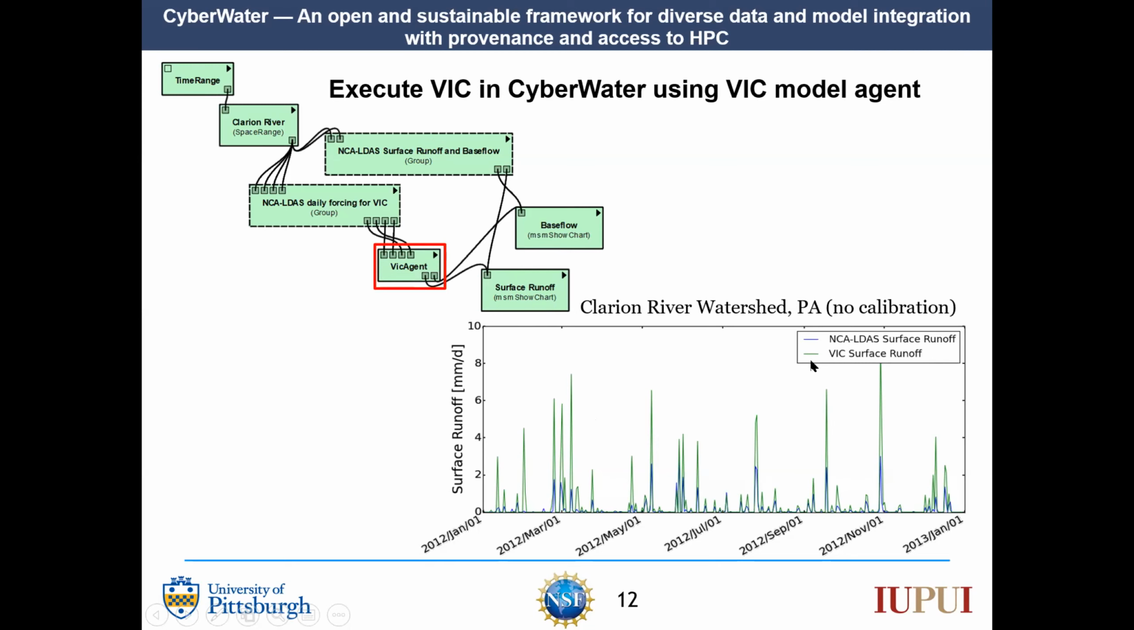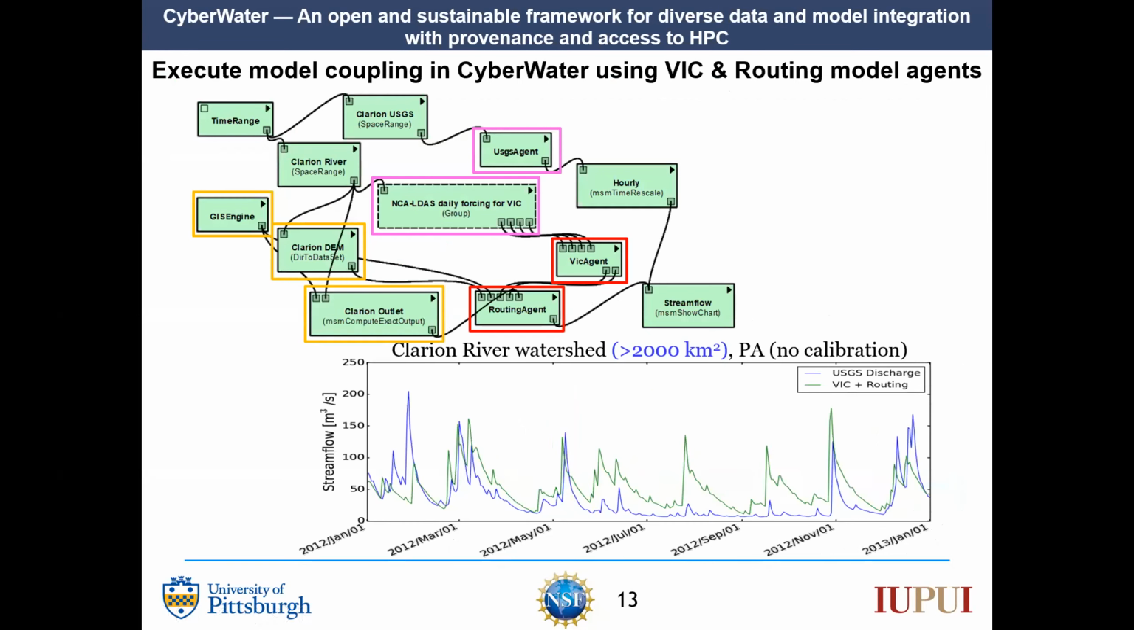So the green is the VIC surface runoff, and the blue is the NCA LDAS surface runoff. The results of the VIC model are obtained without calibrating any model parameters for this Clarkson watershed. And this watershed is more than 2,000 square kilometers in size.